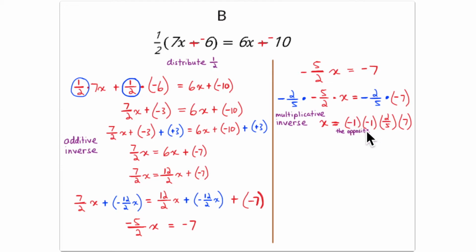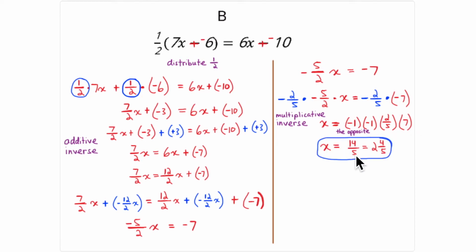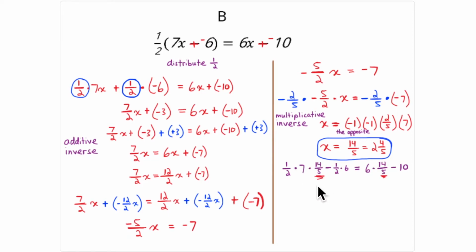So this becomes 1. And now it's 2/5 times 7, which equals 14/5, which simplifies to a mixed number of 2 and 4/5. 10/5 is 2, and you have 4/5 left over. So this is 2 and 4/5. Now we want to check that in this equation. So this is a little bit tough to do.